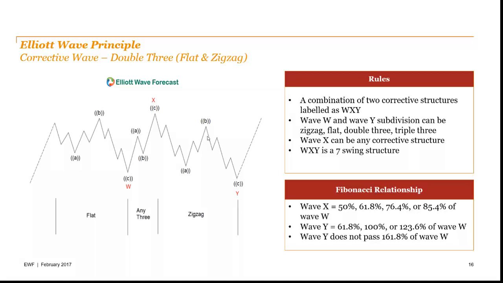Zigzag, flat, double 3. Now, in this case, a double 3 is a combination of any corrective structure on the left side and any corrective structure on the right side, combined together, and then you put a label of a WXY. That's what a double 3 is. The label is WXY, but the W is 3 waves, the Y is also 3 waves.